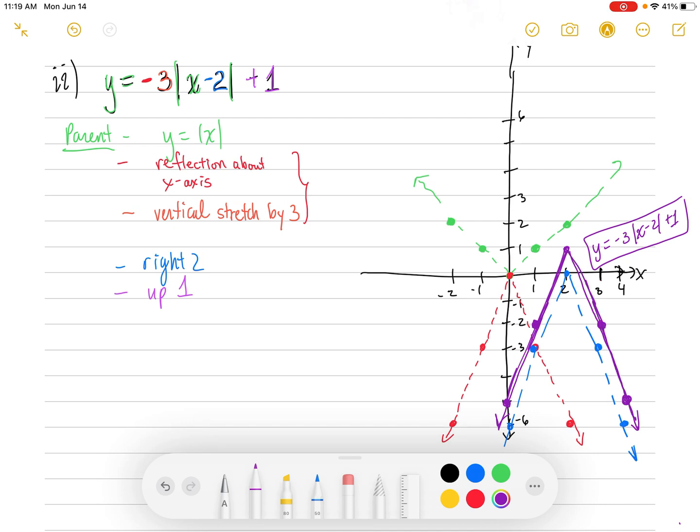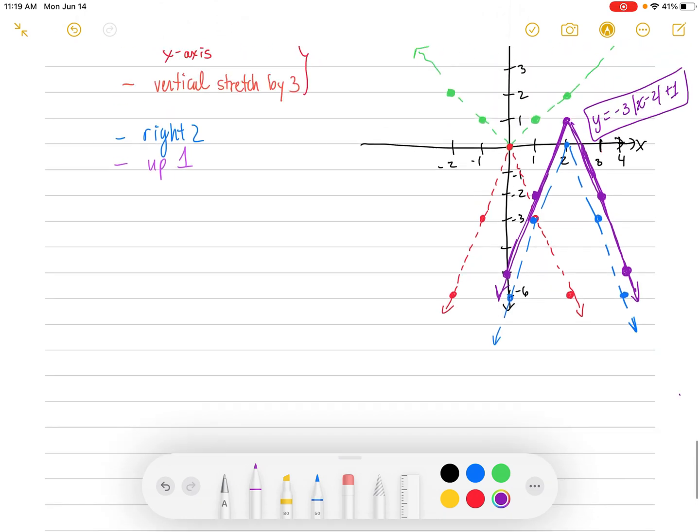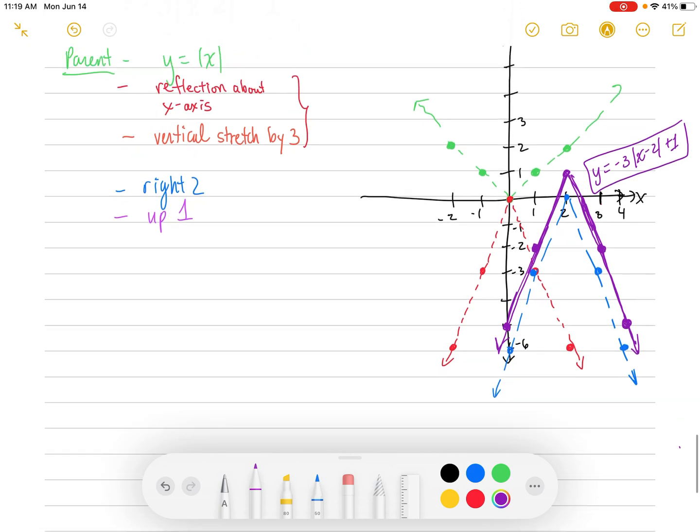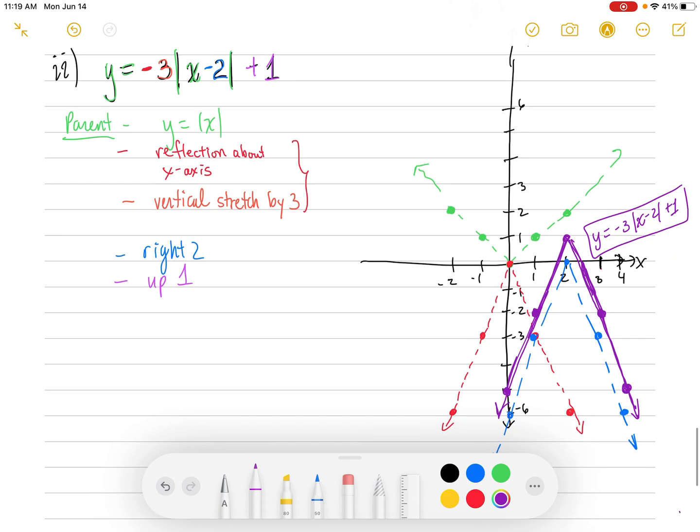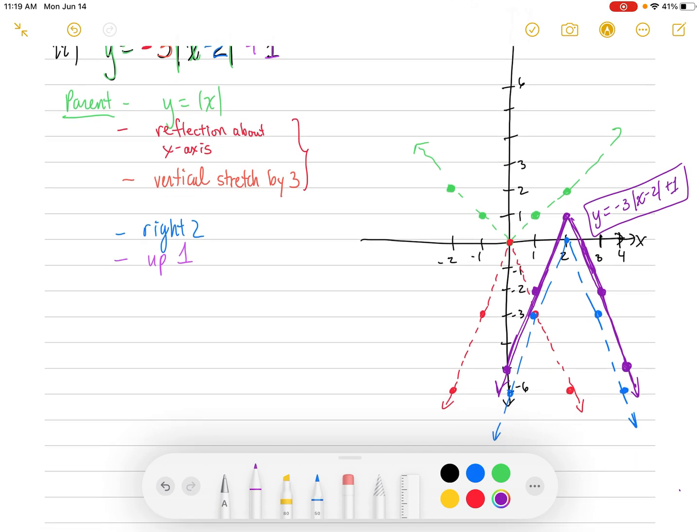So the purple is the actual final graph that gets graded. So if you want to just put that graph in there, you have to have accurate points though. That's fine. I'm showing the thought process though, the transformation thought process. You can do it all in your head if you like. All right, so let's go on.